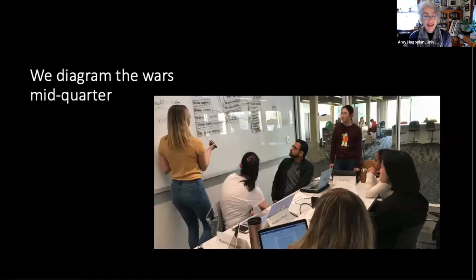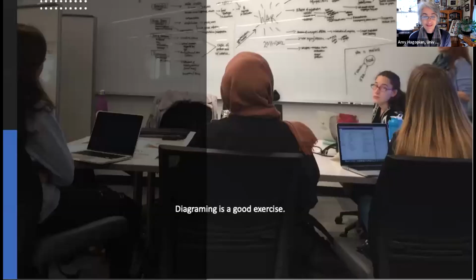Mid-quarter, we have students meet by war, that is, all the students assigned to a particular war meet together, and we ask them to diagram the causes and health consequences of their wars with an eye to noticing where interventions might have offered opportunities for primary, secondary, or tertiary prevention. It's one of my favorite moments in the course.